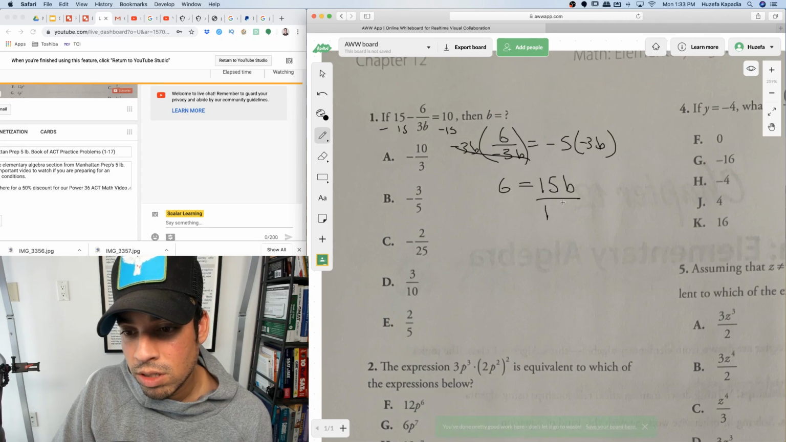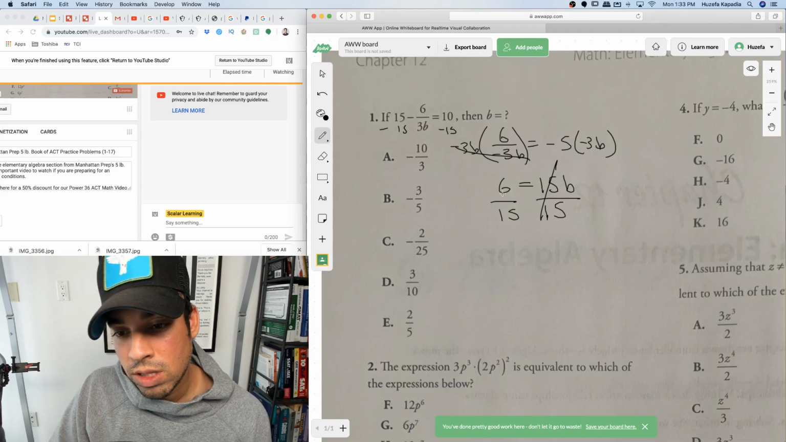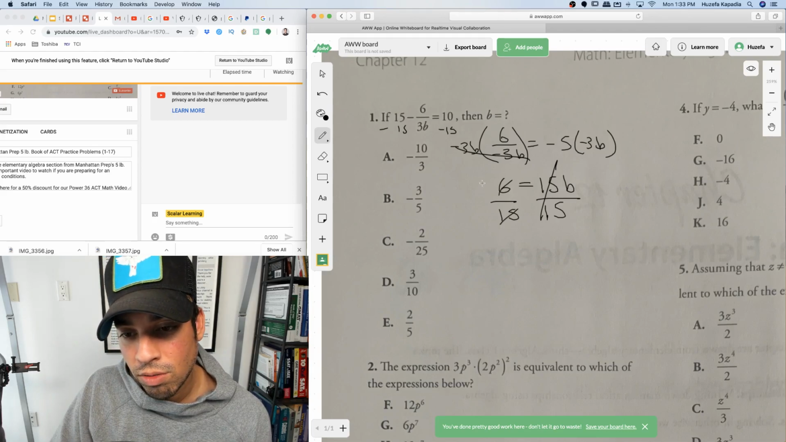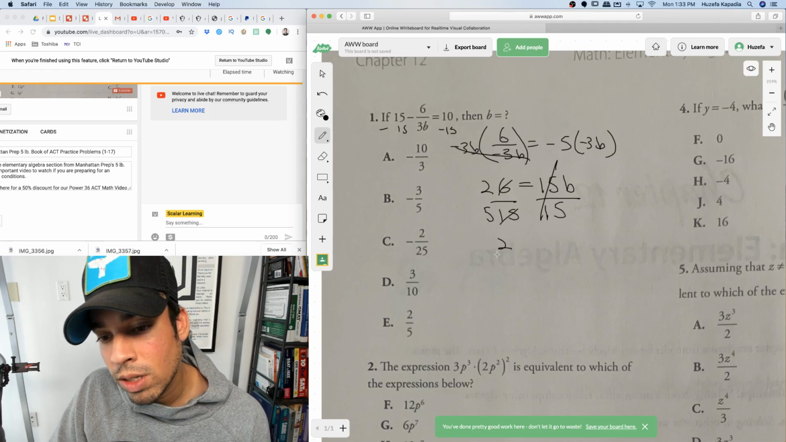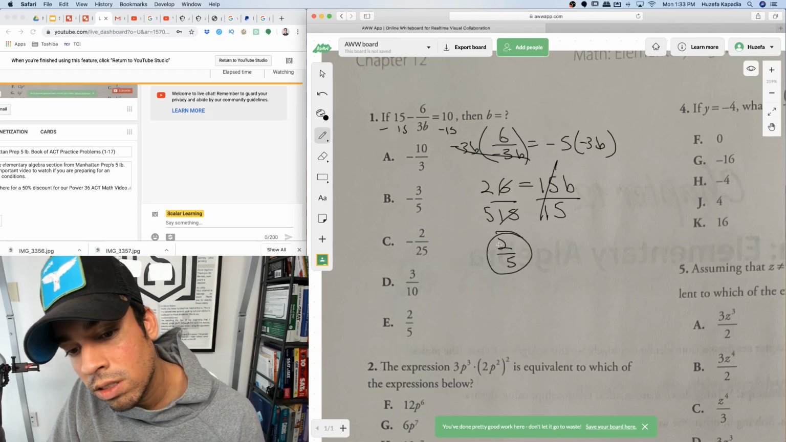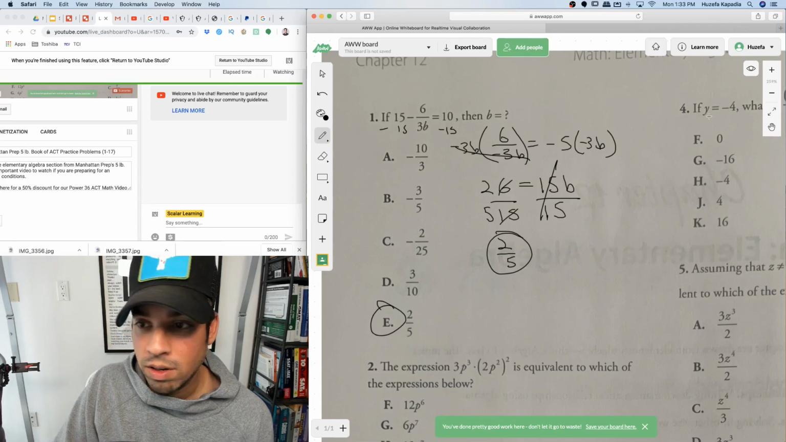And then we're going to divide both sides by 15, and we've got our answer. 6 over 15, but we can reduce that, divide top and bottom by 3. 6 divided by 3 is 2, 15 divided by 3 is 5. So we got 2/5 is b. And that's E.